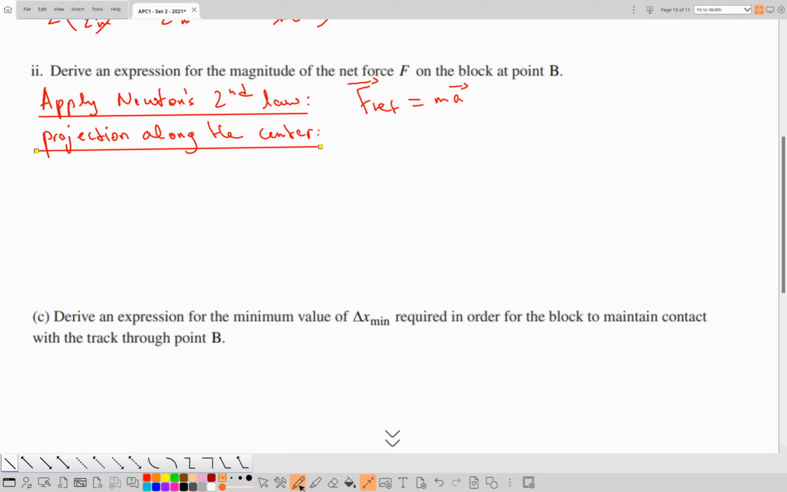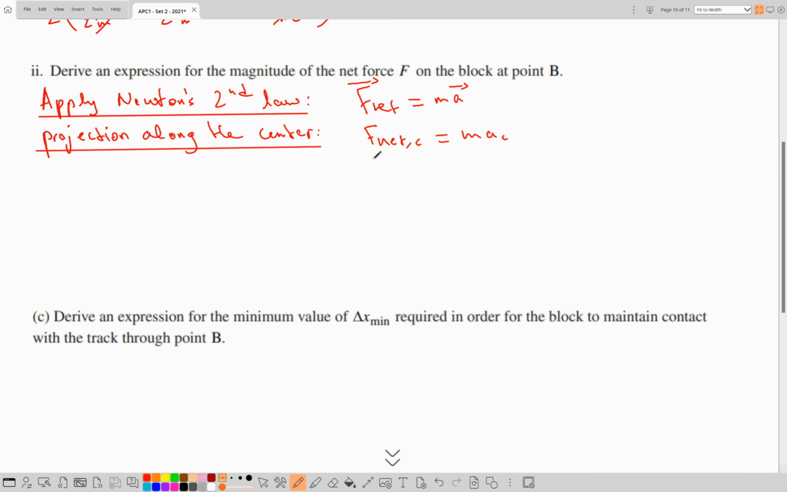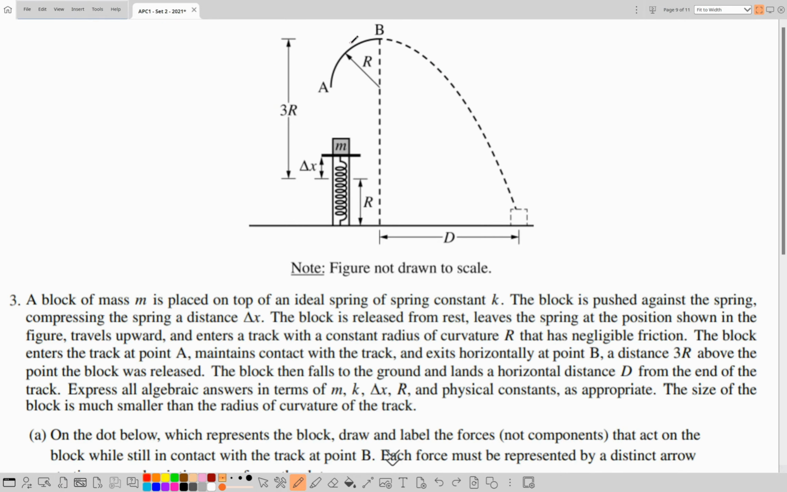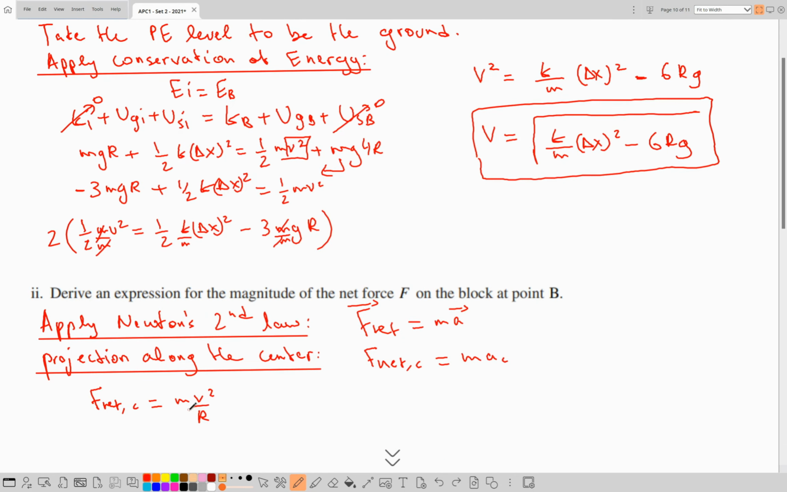So indeed F net would be the same as F net centripetal. That would be m a centripetal, and we know that the centripetal acceleration is given by v squared divided by r. So in this case we can say that F net c would be given by mv squared over r, always and forever. Now here r, what does it represent? R indeed is the radius of the circular track. And because this is idea 2, then the speed would be the speed at this particular point, which is the point B. Then it would be replaced by this expression that we have determined previously.